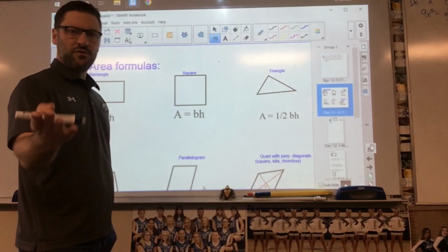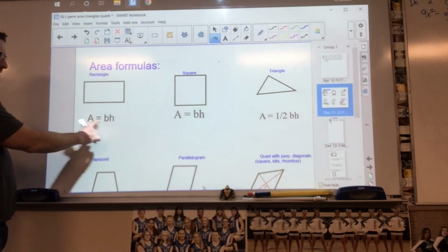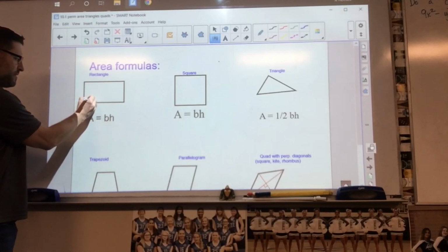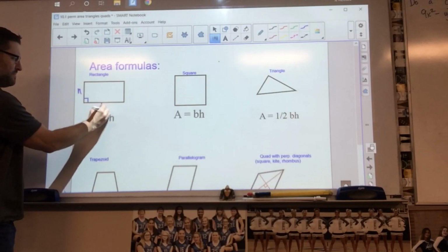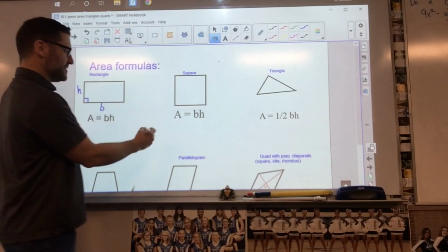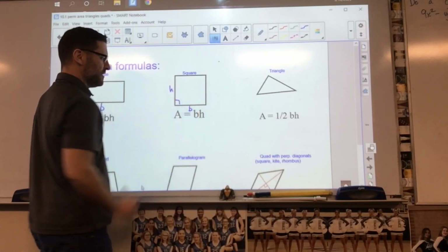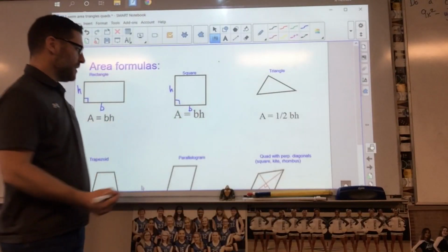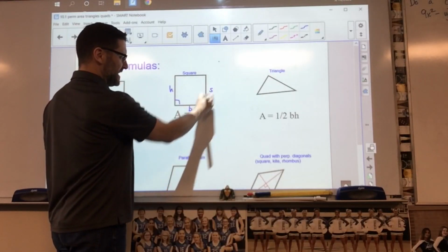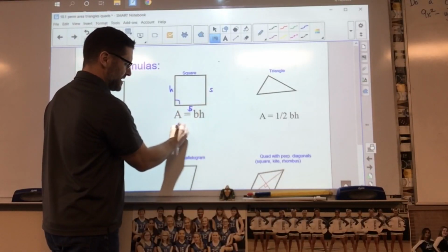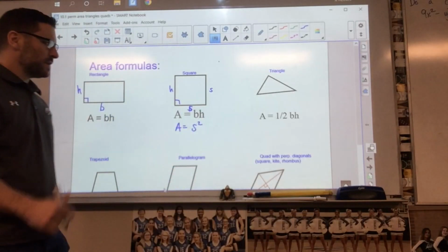This note sheet, some of you maybe already have it. So area formulas, rectangle. Area is base times height. Make sure that your base and height are perpendicular. There's your H and there's your B. Area of a square is also base times height. Again, we have a base and a height there. Usually for a square, sometimes they call it, instead of base and height, side and side, and they'll write an area formula that's side squared. Either one of those two formulas will work.